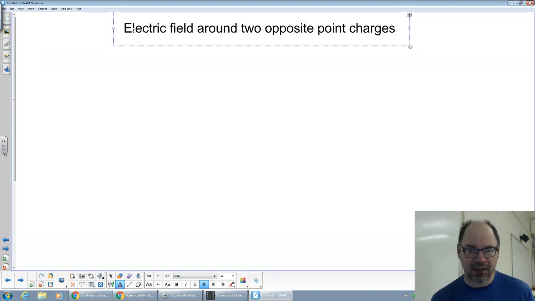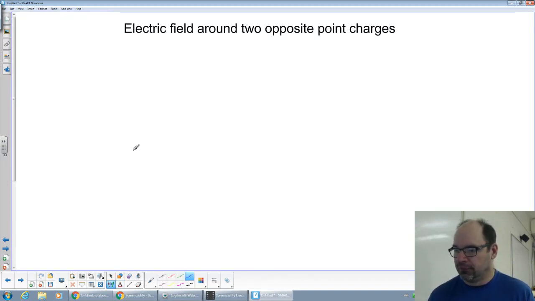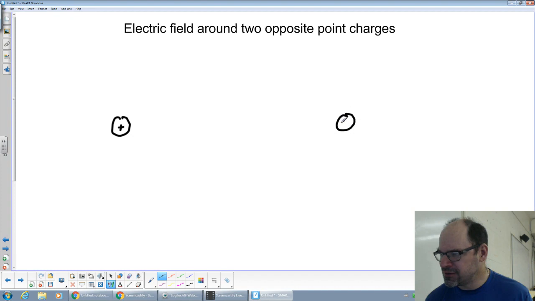Okay, and it's much like your electric field. So let's do black again for the point charges here. Let's put the positive here and let's put the negative back here.